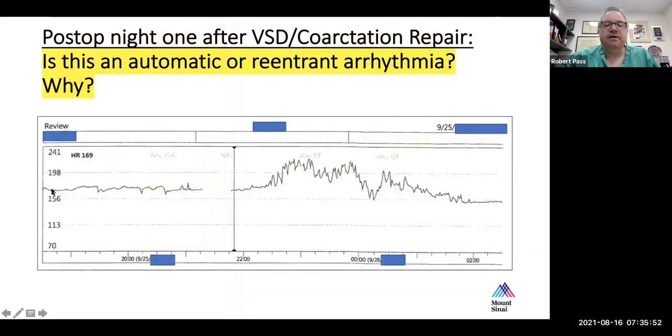Okay. This is post-op night 1 after a VSD coarc repair in somebody. And I am going to ask Dr. Condon if she believes, based on this heart rate trend, if this is an automatic arrhythmia that we're looking at, where the heart rate gets up to like the 230s, or is this more likely a reentrant arrhythmia based on this heart rate trend from the telemetry?